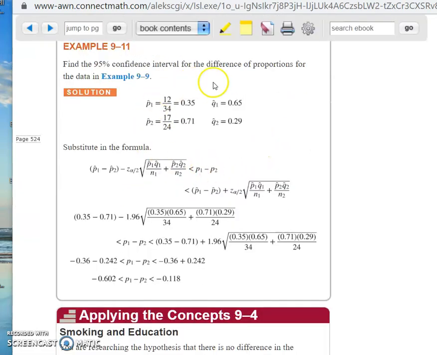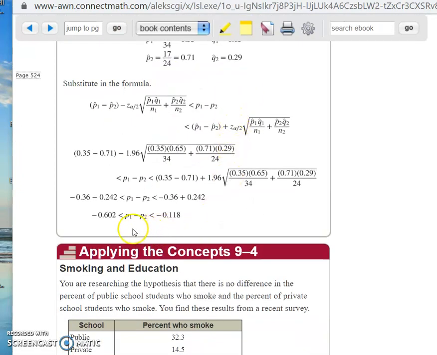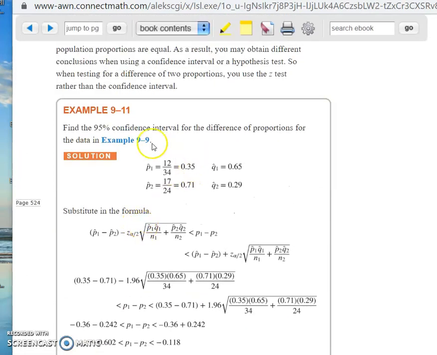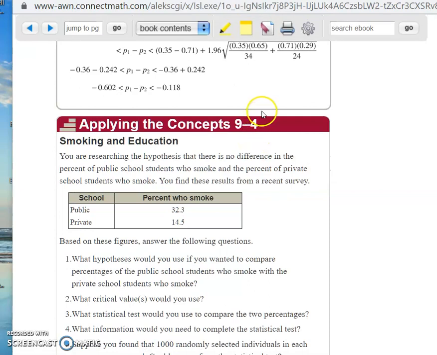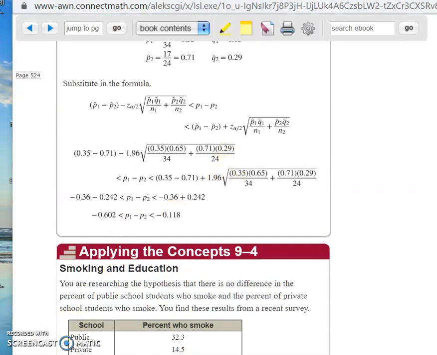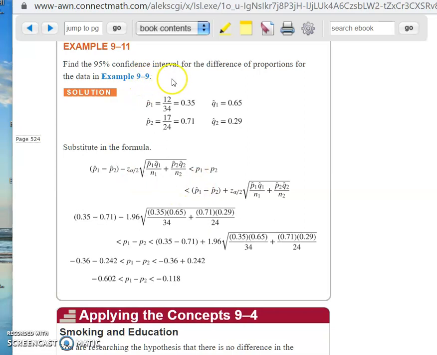We got all of these things that we already did in example 9.9, and then we're going to plug it into this formula here. And what do we come up with? We come up with our best estimate. How much confidence do we have? We have a 95% confidence that the truth, the population difference, P1 take away P2, that's the population delta, is somewhere between this number and this number. That's what we think the population delta is. So this was for example 9-9.